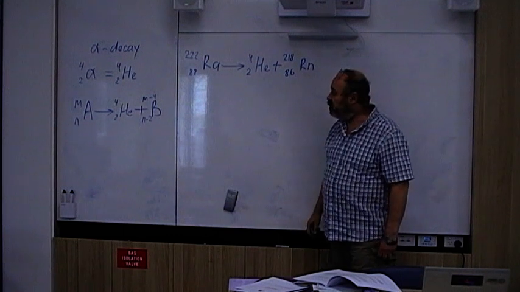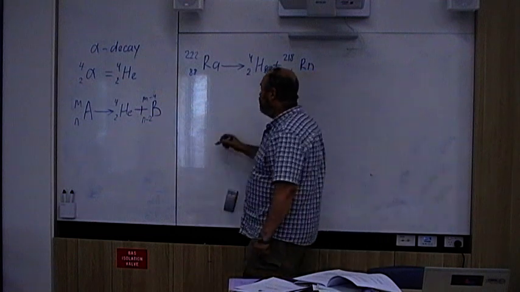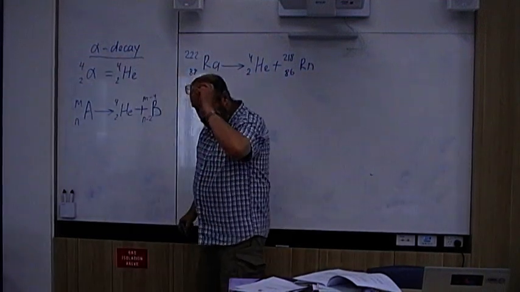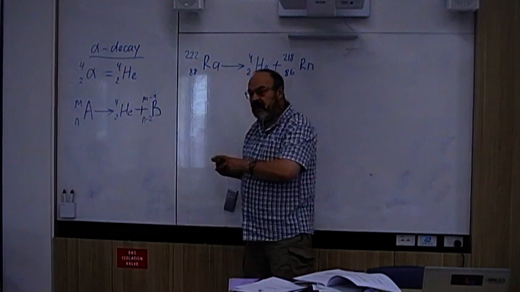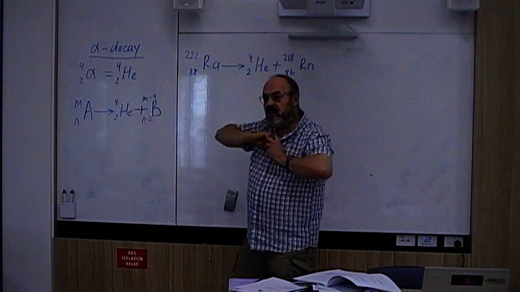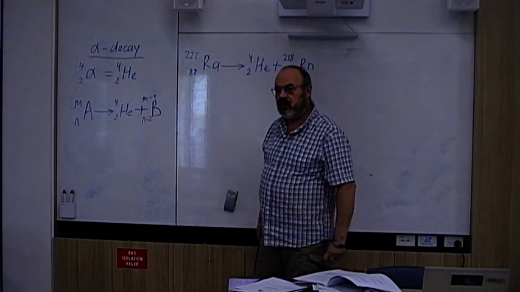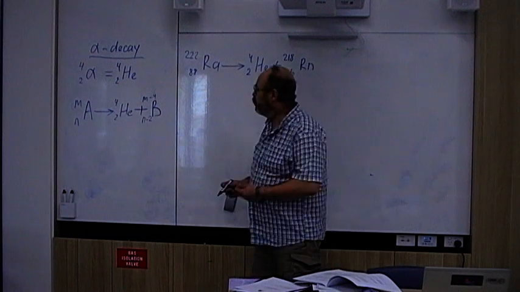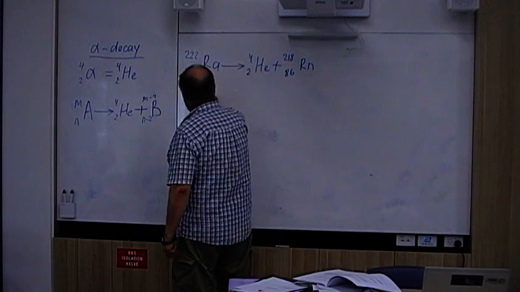Okay. Another type of decay is beta decay. So alpha decay is always with helium. Yes, what we call alpha decay is when the alpha particle is thrown out of the nucleus in order to become more stable. Okay, beta decay.